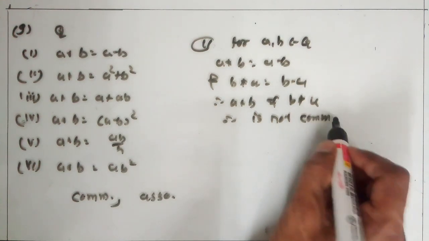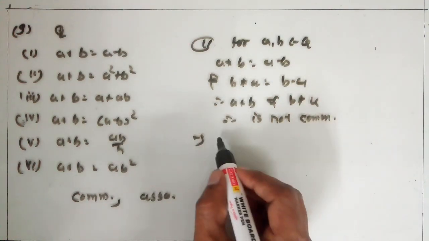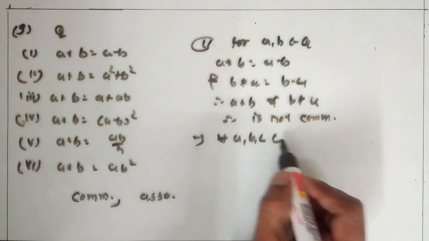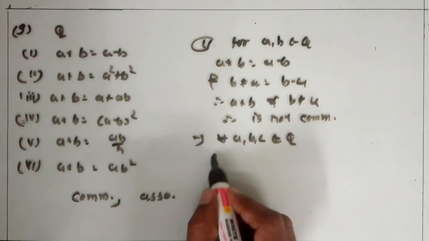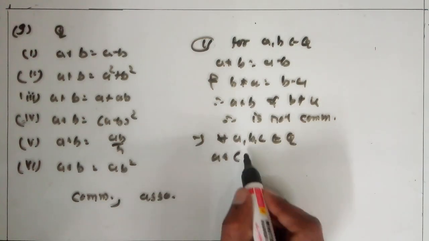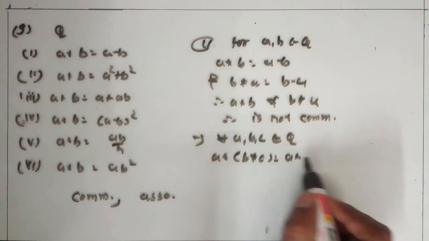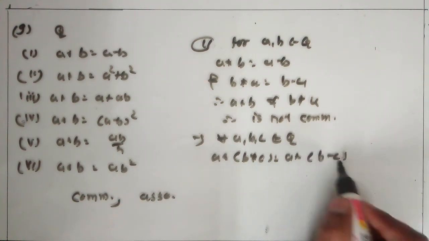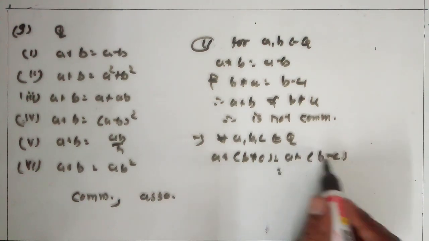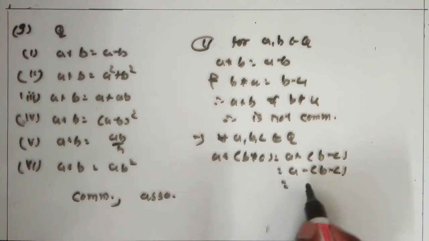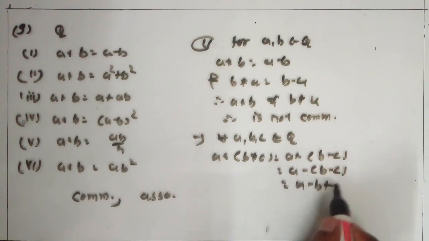Clear this? Similarly for associative, for all A, B, C belongs to Q, first get A star B star C. Here B star C is equal to B minus C, and A star (B minus C) is equal to the subtraction of these two numbers, A minus (B minus C), which becomes A minus B plus C.